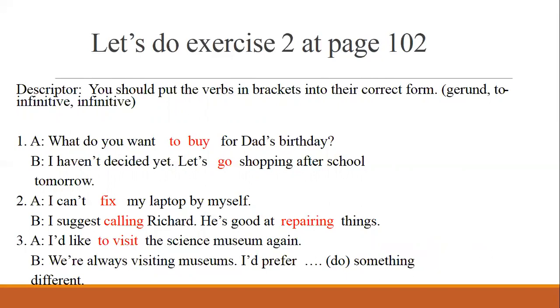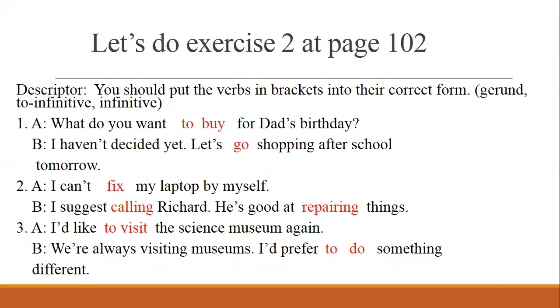Let's do the last sentence. We're always visiting museums. I'd prefer something different. So what do you think, students? Yes. We're always visiting museums. I'd prefer to do something different. After would like, would prefer, we use to infinitive.